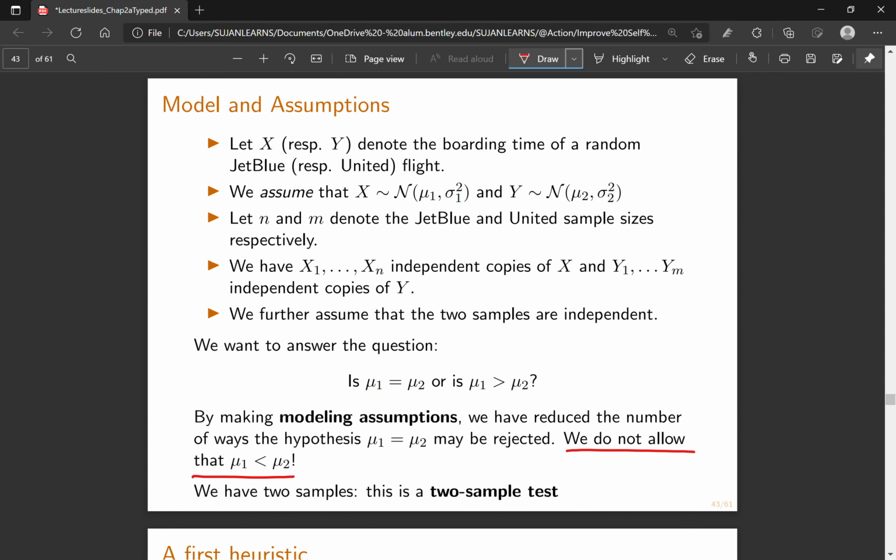Last time we talked about modeling and assumptions, and in that slide we talked about the two sample test. What is a two sample test? A two sample test is about taking two populations of random samples. That's the first step. The second step is to do some calculation on those samples and then compare those calculations to one another.